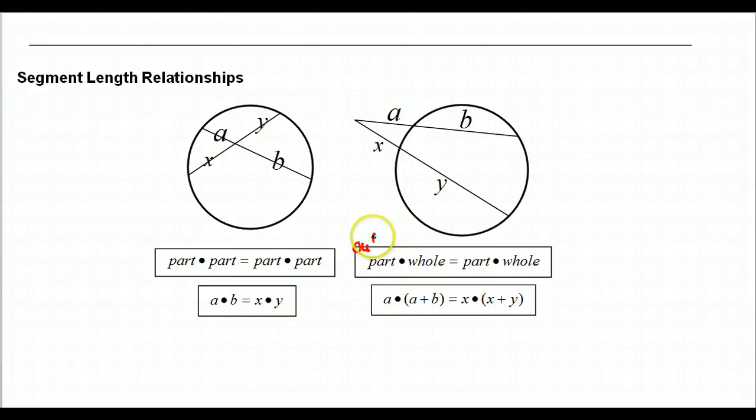I tried to keep this as simple as I could when I wrote these formulas. So I said part times whole equals part times whole, but the part has to always be the outer part. It has to be the outer part times the whole is equal to the outer part times the whole. That's why it's A times A plus B equals X times X plus Y. That was a very nasty looking total. Anyway, know which formula you're using, if you're inside or if you're going outside of the circle.